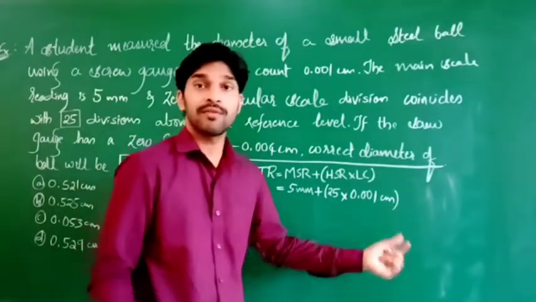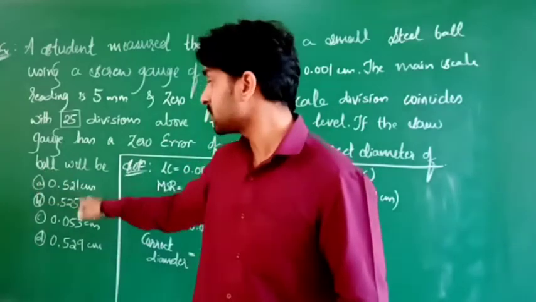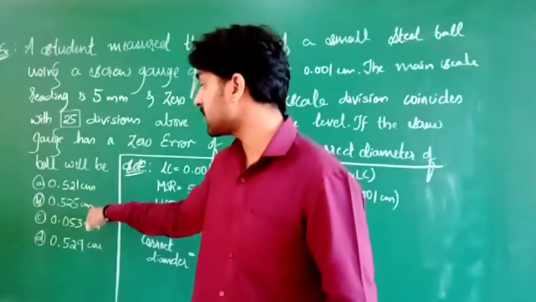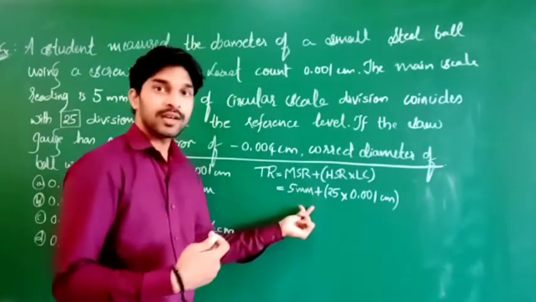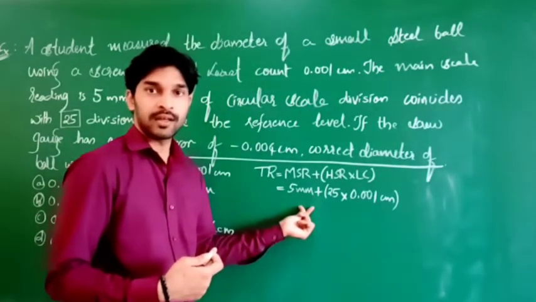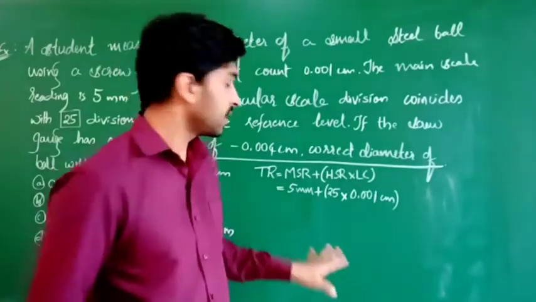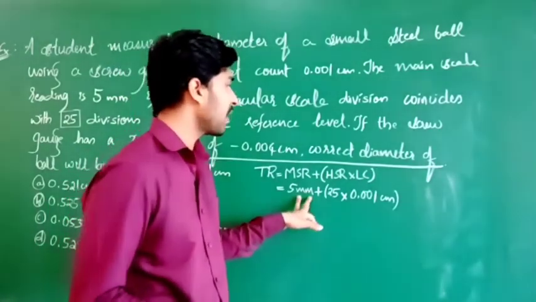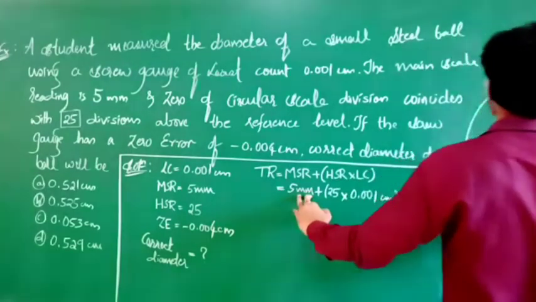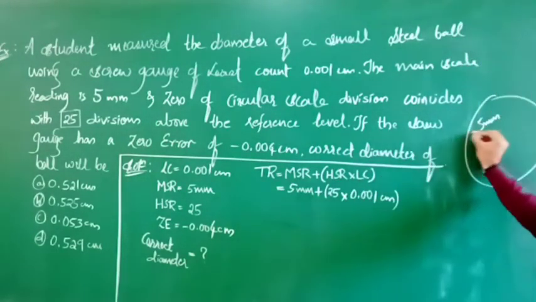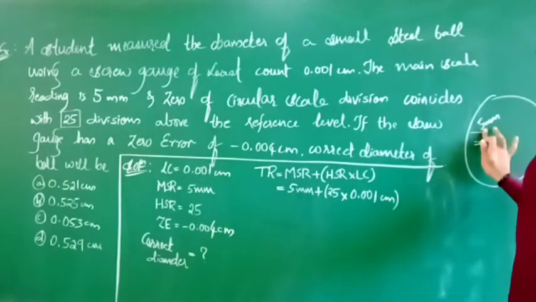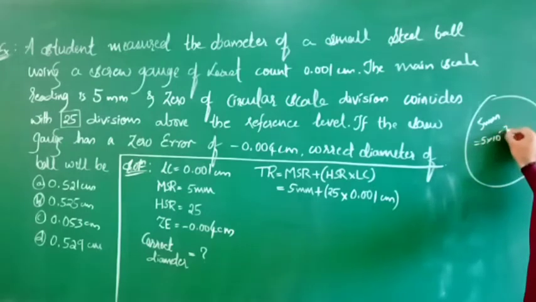But how will you convert? Just concentrate on the options in which manner they have given. Centimeter is given, so better convert this millimeter into centimeter. So how to convert millimeter into centimeter? Here we are having 5 millimeter. So how can I write this 5 millimeter? 5 into 10 to the power of minus 3 meter. Milli means 10 to the power of minus 3. Already I had told you.